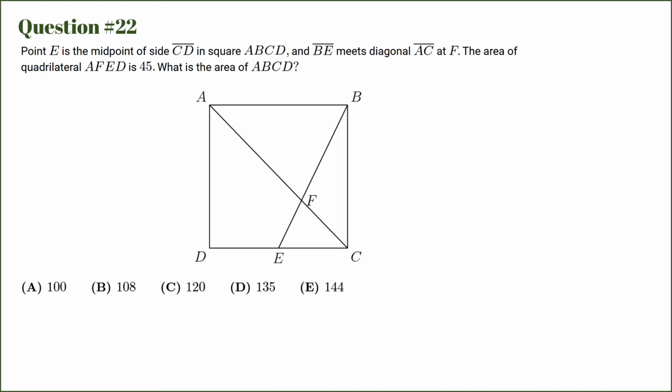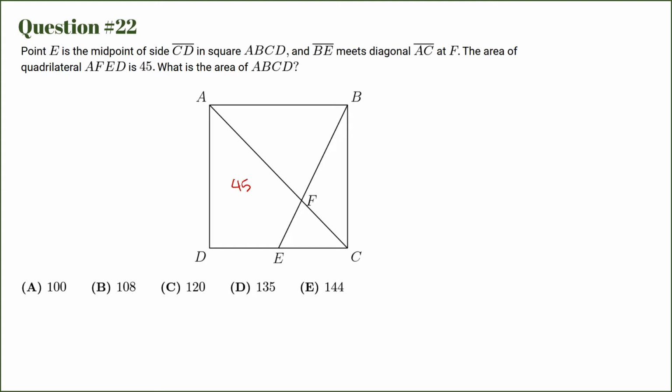Question 22 states, point E is the midpoint of side CD in square ABCD, and BE meets diagonal AC at F. The area of quadrilateral AFED is 45. What is the area of ABCD?